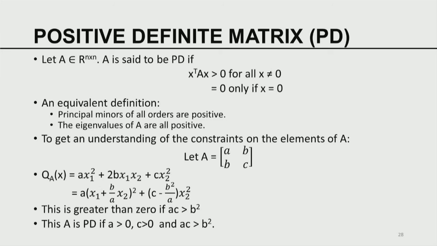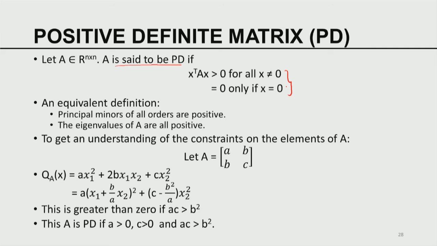Once you have the notion of a quadratic form, I can then further split the idea of quadratic forms. One is called positive definite quadratic form. So this is a fundamental concept again. Let A be a matrix. A is said to be positive definite, this is a definition, if x transpose Ax is greater than 0 for all x not equal to 0, and is equal to 0 only when x is equal to 0.